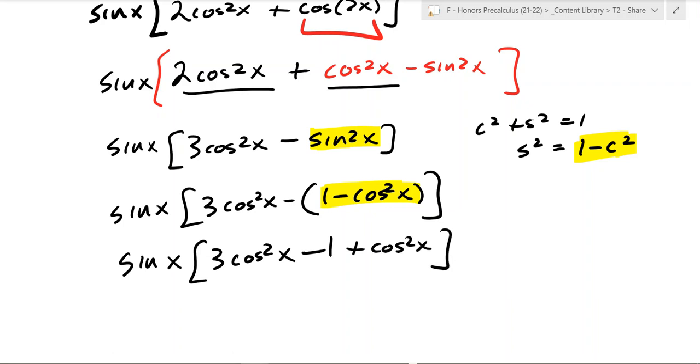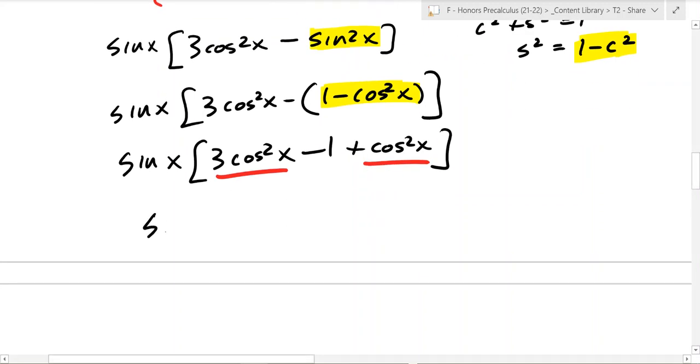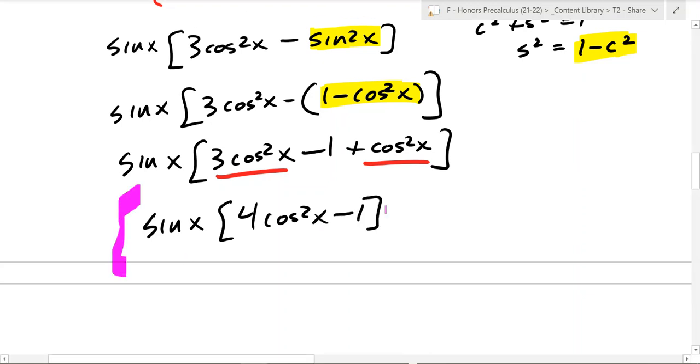And now we have our 4th cosine squared. So when we put this all together, we end up with sine of x times 4 of them now, minus 1. And that's exactly what we wanted to prove right there.